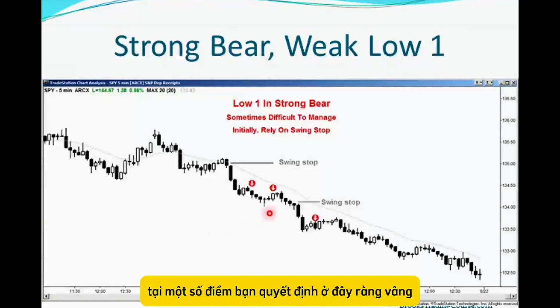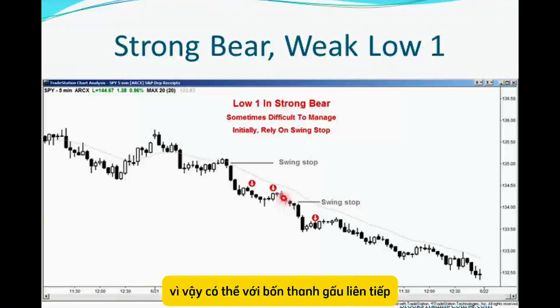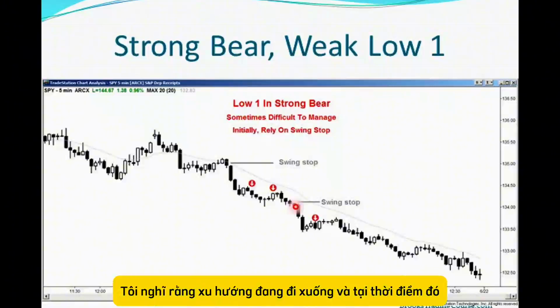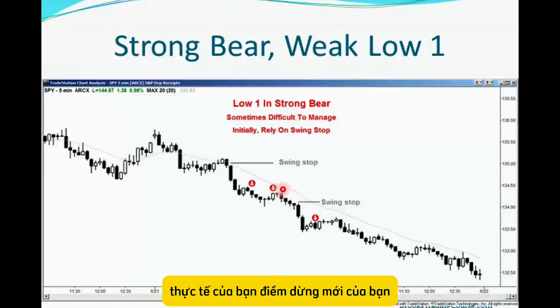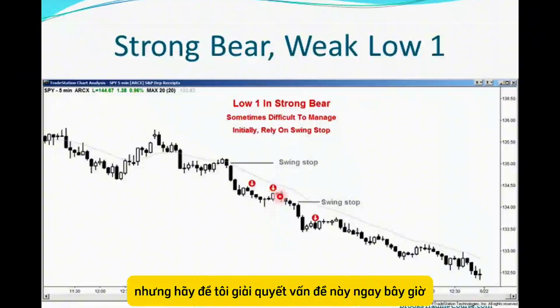At some point, you decide in here that, yeah, the trend is resuming. So maybe with 4 consecutive bear bars, even though they're small, you might decide, okay, I think the trend is going down. And at that point, you know that your new stop is going to be above this high, and your actual risk was from the entry price, 1 tick below the low of that bar, to 1 tick above the high of this bar. And the probability is good at this point. Here's another weak low 1, but let me deal with this one right now.